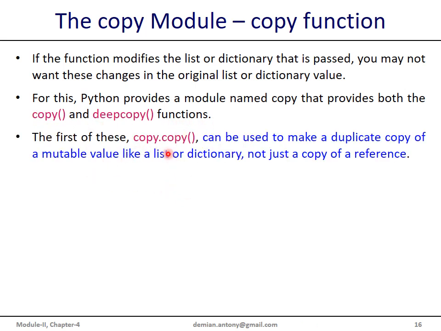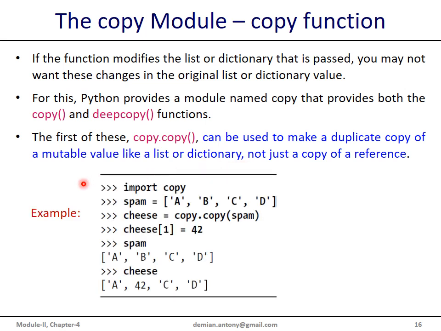What is this copy function? The copy function can be used to make a duplicate copy of a mutable data type like a dictionary or list. When we use the copy function, it creates a duplicate copy of the argument, which is a list or a dictionary, and returns a new variable. It will not return a reference to the same list which is passed as an argument.